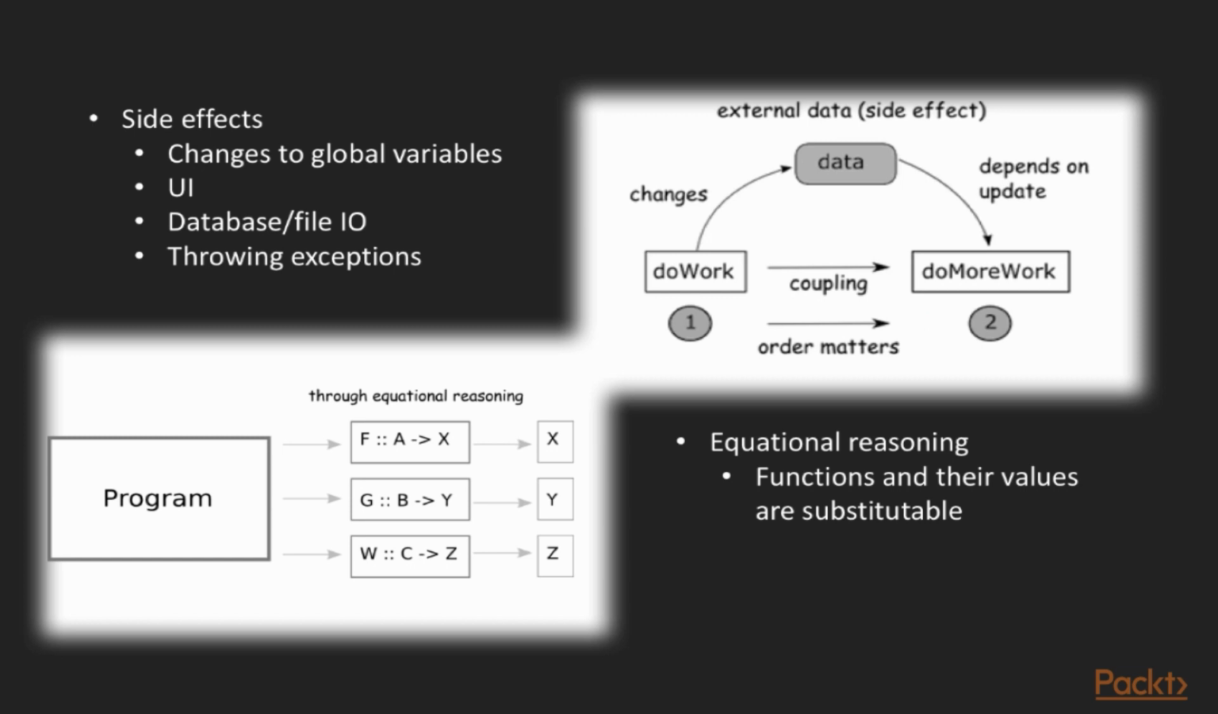So the other form of making programs easier to reason about is this thing called equational reasoning. And so the idea is that we have a monolithic program, and you can imagine this to be any type of big function. And through equational reasoning, if you have functions from one type to another type, again, they always return values. A program is made up from the combination of these functions, f, g, and w.